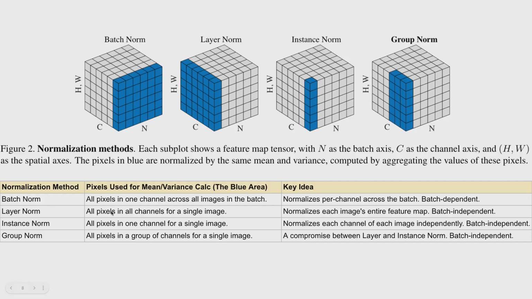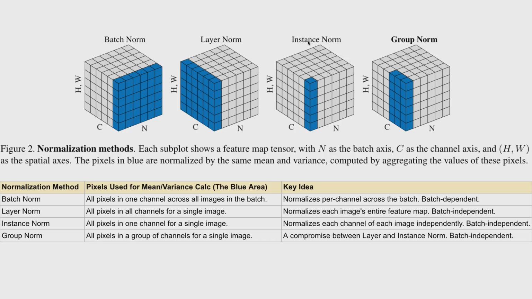The second one is layer norm. In layer norm, all pixels in all channels for a single image are used for the mean variance calculation. So it's not including the batch. It normalizes each image's entire feature map. This is batch independent. So each image gets handled separately. So it doesn't matter if there's 2 images or 32 images. The normalization happens perpendicular to the batch dimension.